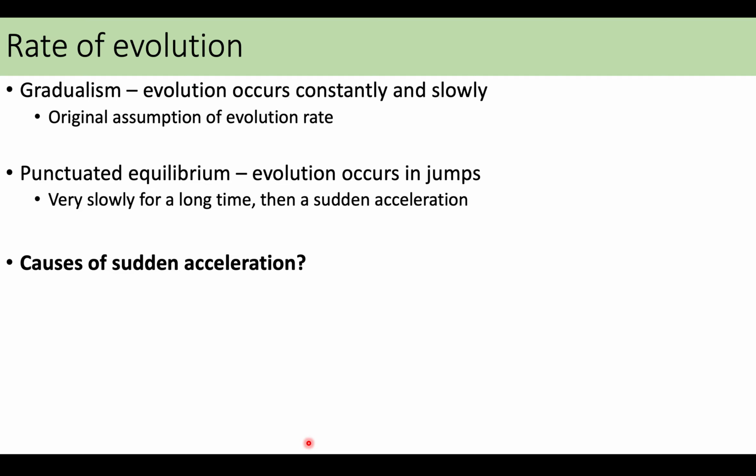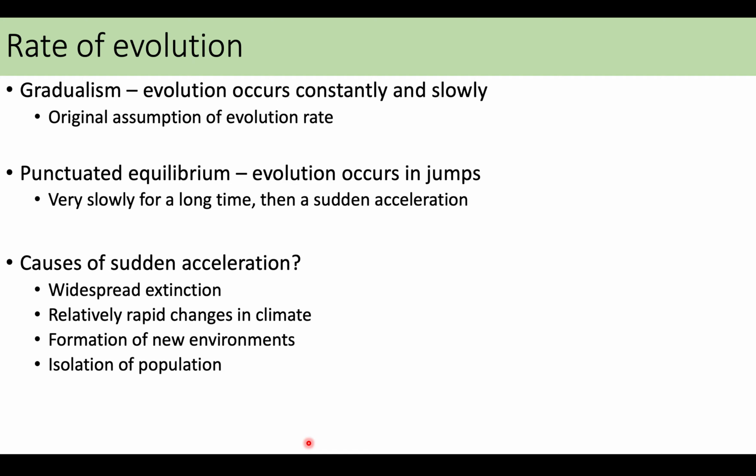There can also be what we call punctuated equilibrium. This is where evolution would occur in a huge jump. Evolution is very, very slow for a long time, and then all of a sudden there's a huge acceleration. These accelerations are caused by something new that's going to cause a huge change in the species.